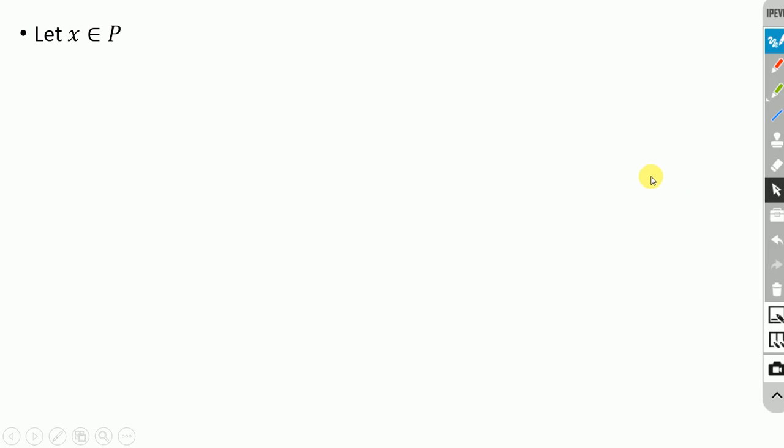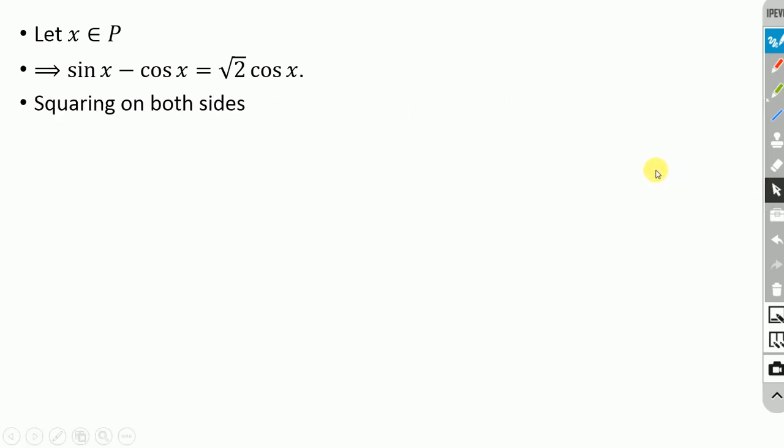Let us take an element in P, that is x belongs to P. If x is in P, it means x satisfies the equation sin x minus cos x is equal to root 2 cos x, because P is the collection of x which satisfies this equation. Let us square this equation on both sides.